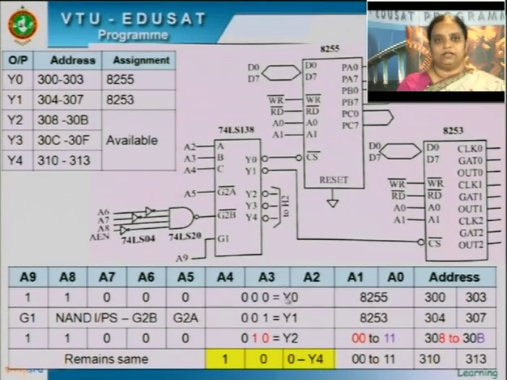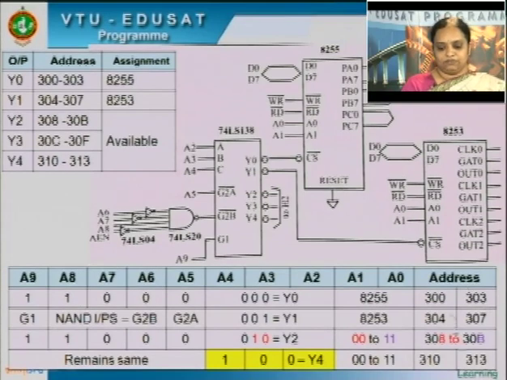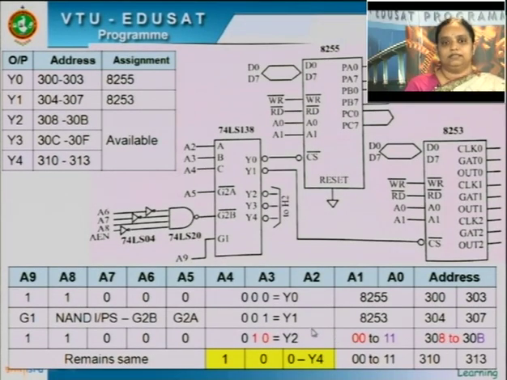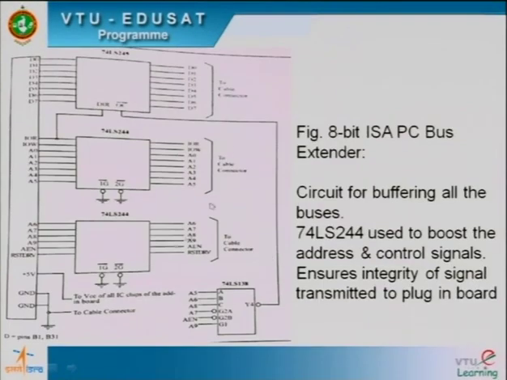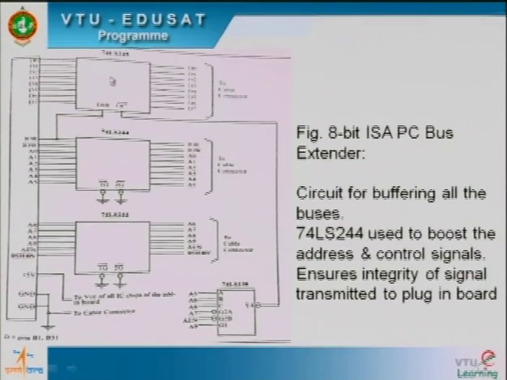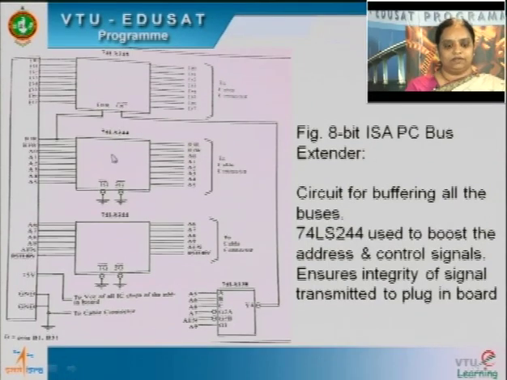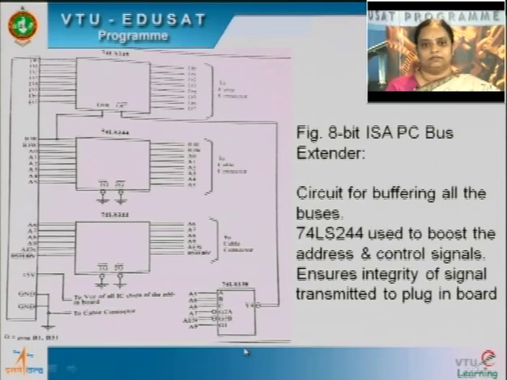The same lines you can expand, and you can check that different address ranges are given for selecting different outputs of the decoder. And this is your bus expander, where you can see that the decoder output is taking each one, whether 345 or 344, all are enabled through this decoder.